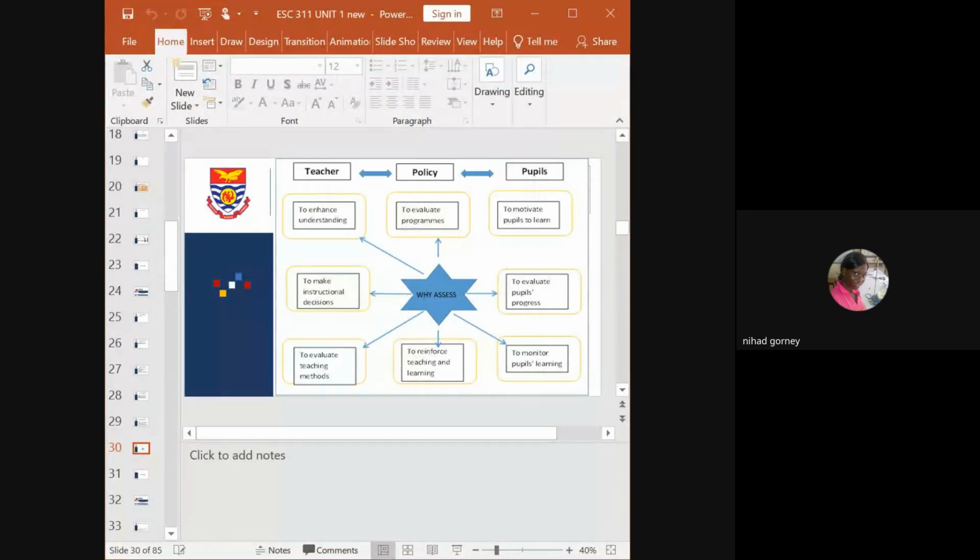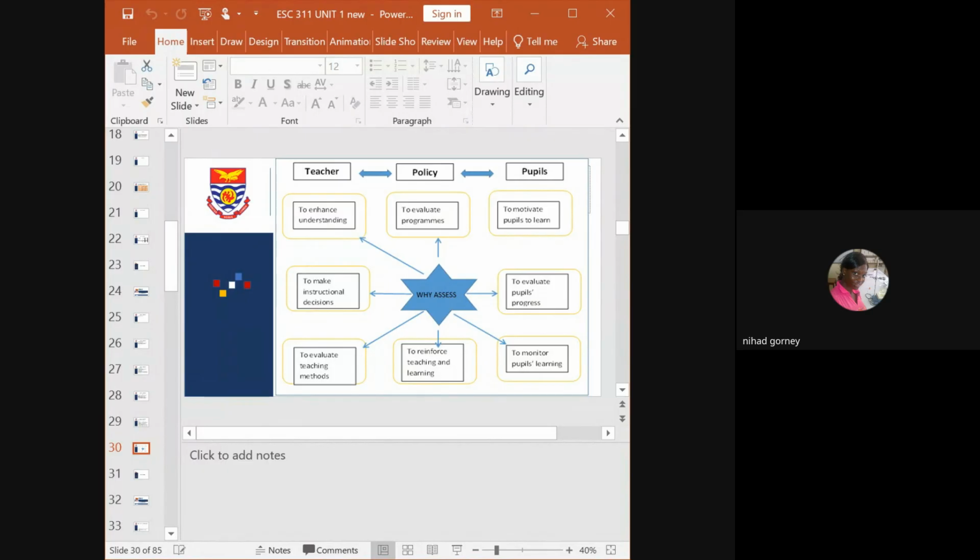Now, basically, I have this short diagram telling us the purposes of assessment. Why do we assess? In terms of the teacher, in terms of the students, and in terms of policy, why do we assess? In terms of the teacher, we assess to enhance understanding of our students, to make instructional decisions, and also to evaluate our teaching method. But when it comes to policy, we assess to evaluate programs and to reinforce teaching and learning. In terms of the students, if we make assessments, we are to motivate students to learn.